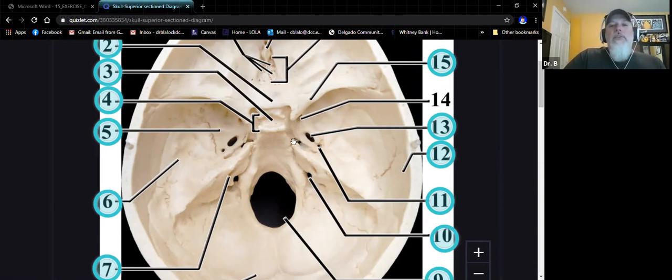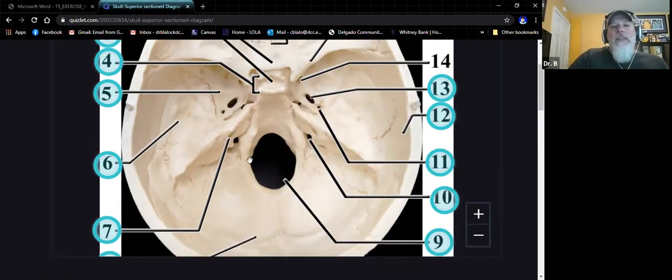Now on the video, you're going to see me identify another opening in this area here, and that's going to be the foramen rotundum, which we didn't label on the picture because we couldn't see really well, but on the video as I'm going through it, I show you where the foramen rotundum is.